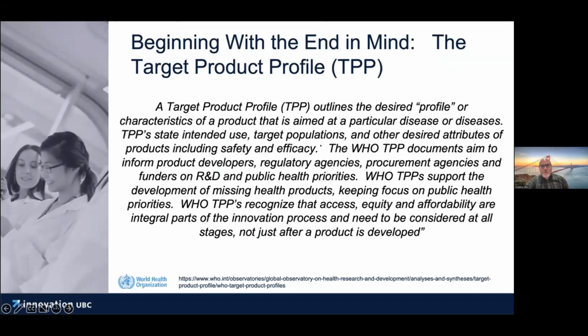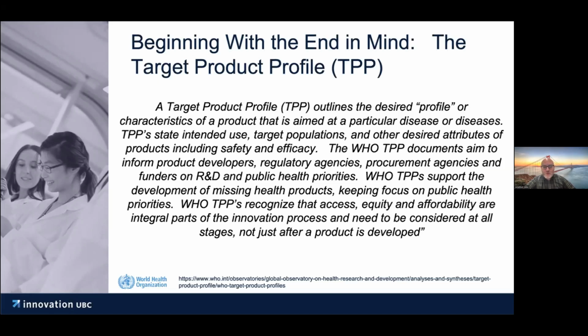And so, this is a great definition from the World Health Organization. It's the desired characteristics of a product in the future for a particular disease. To be fair, I like to add secondary disorders if you're looking at a mechanism of action that would fit both of those. It includes safety and efficacy. It really helps inform product developers as well as regulatory agencies. Procurement as well, in terms of, for a country that's going to be buying a product, does it fit that TPP? Also funders, R&D and public health authorities, as well as investors and venture capitalists.